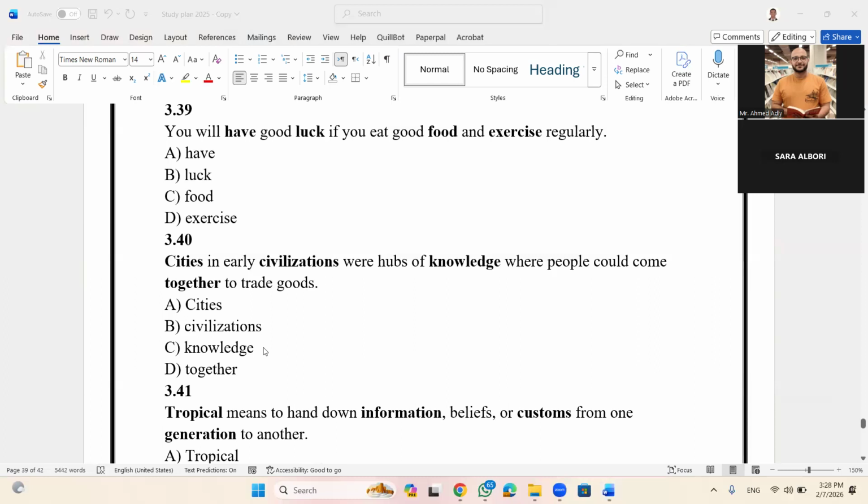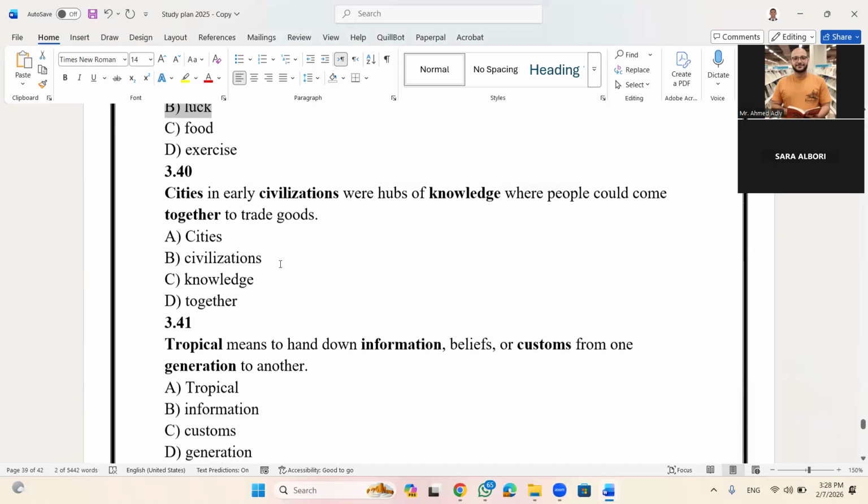39. You will have good luck if you eat good food and exercise regularly. Oh my gosh, I don't have any good luck, and I eat a lot, by the way. I exercise, I eat healthy food, but I'm not lucky. Not luck. You will have good health.